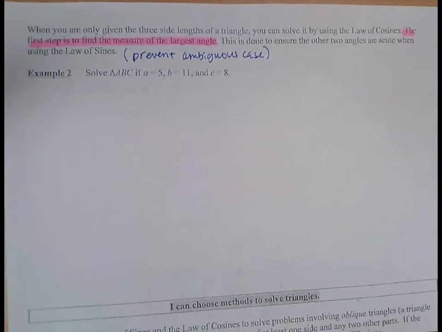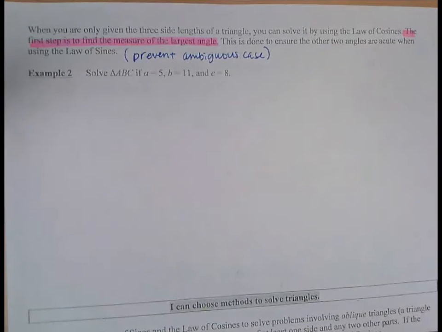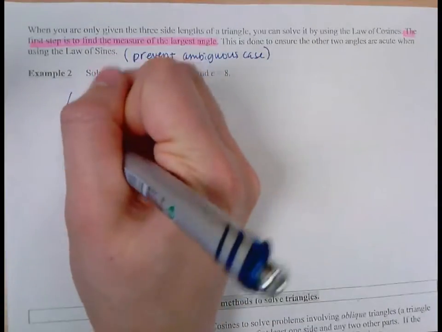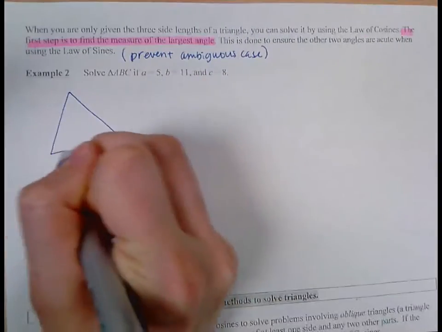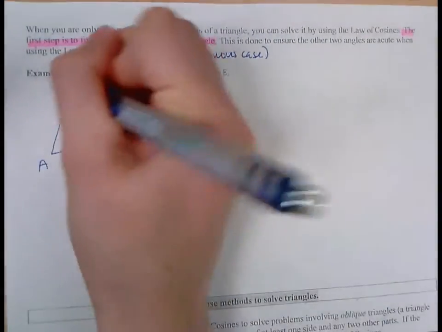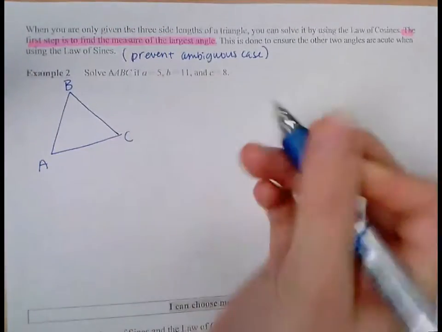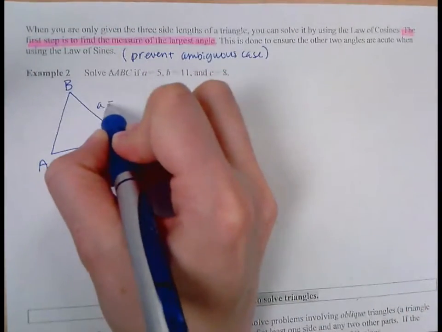So if you were to not find the largest angle first, then you'd have to also go through the entire process we did yesterday and make sure that you can get a triangle or that you can only get 1 and not 2. But if you find the largest angle first, you're preventing that ambiguous case from happening for when you do law of sines in the next step. So I'm going to set up or sketch this triangle ABC and label my sides.